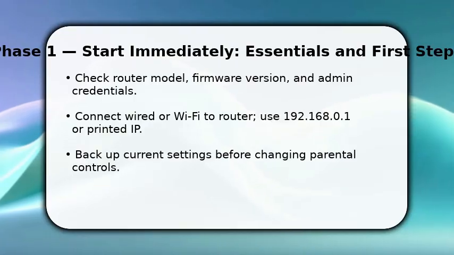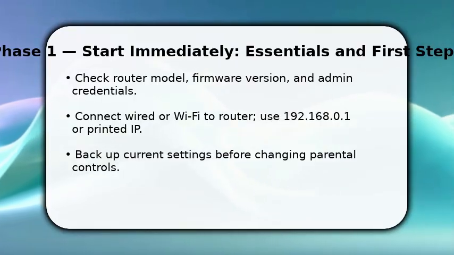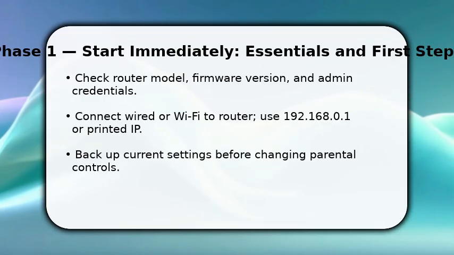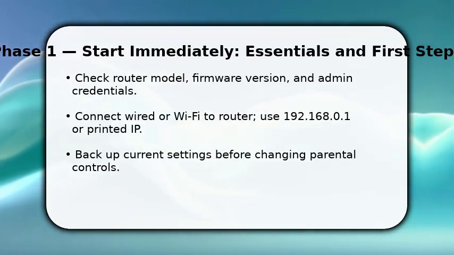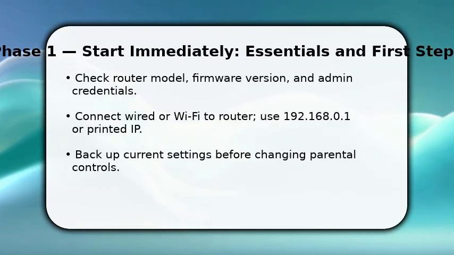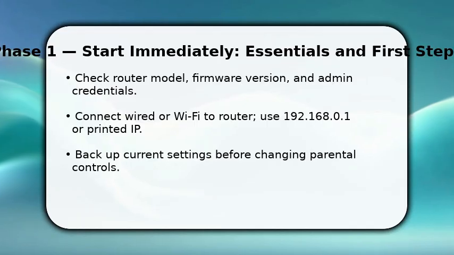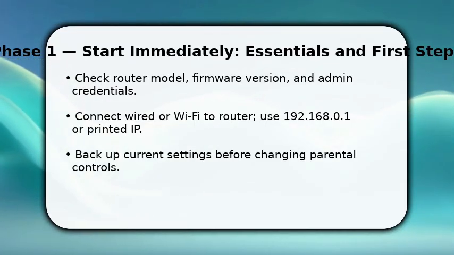You start by preparing the essentials. Identify your router model and confirm firmware is current because older firmware limits features. Once done, connect directly or via home Wi-Fi and open the router's admin page. Use the IP on the label or 192.168.0.1. Make sure you log in with the admin account, not a guest account.